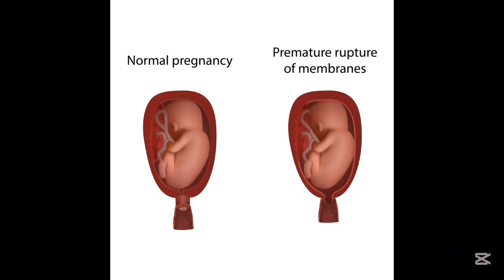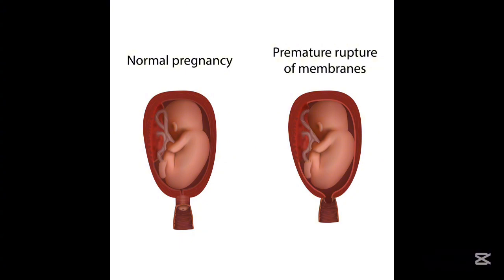So what is premature rupture of membranes? This refers to the rupture or sudden breaking of the fetal membranes before the onset of labor contractions. And when this occurs before 37 weeks of gestation, it is called preterm premature rupture of membranes.